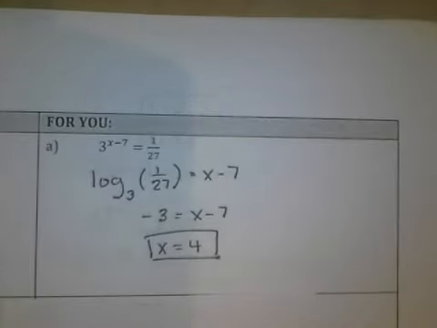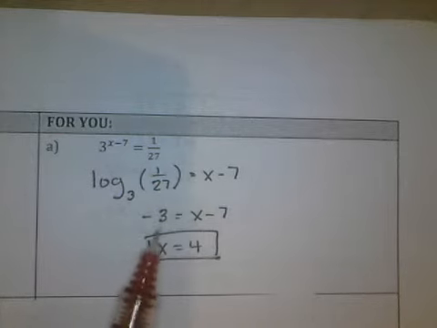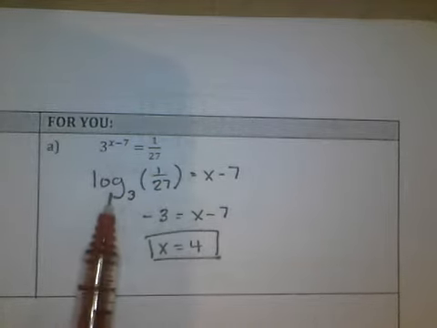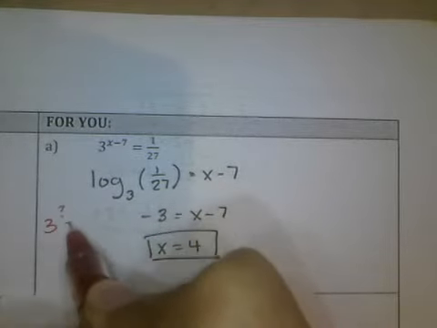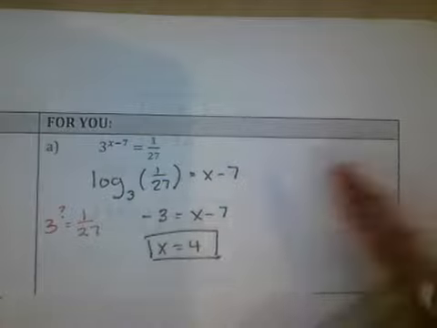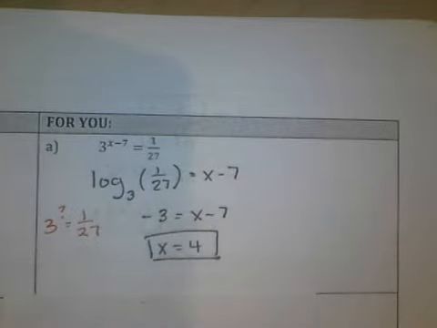Here's the first answer. If you're struggling with the logarithm, think about the meaning of this logarithm. Is 3 to what power equals 1 over 27? And that should explain where this negative 3 came from.